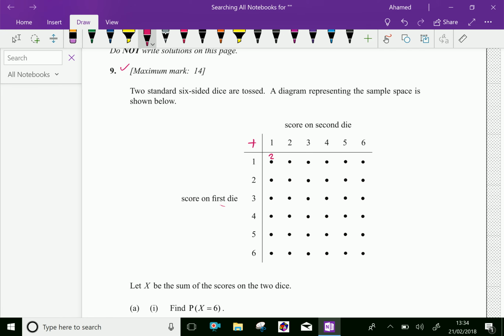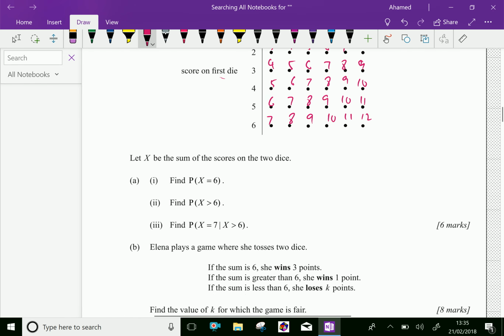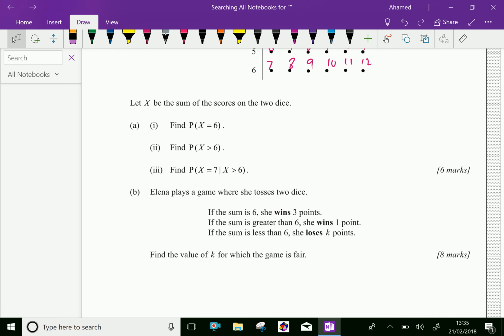So we get 1 plus 1 is 2, 1 plus 2 is 3, 4, 5, 6, 7, 3, 4, 5, 6, 7, 8, 4, 5, 6, 7, 8, 9, because 3 plus 6 is 9, like that. 5, 6, 7, 8, 9, 10, 6, 7, 8, 9, 10, 11, 7, 8, 9, 10, 11, 12. We fill the table. Now we will get the values for P of x is 6.